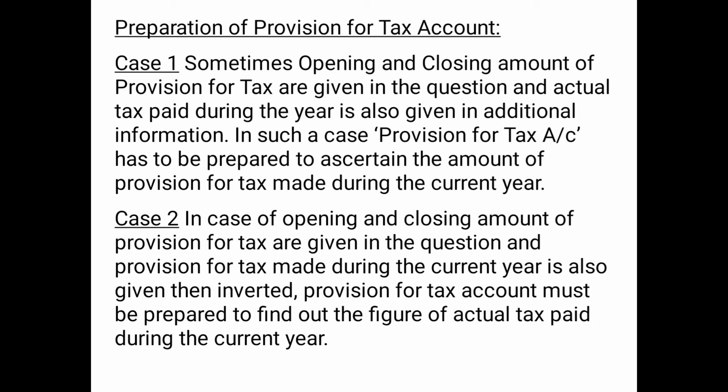So case number 1, sometimes the opening and closing amount of provision for tax are given in the question, that is the previous year balance and the current year balance, and actual tax paid during the year is also given. So how can we assume that the opening balance is also the tax paid and the tax paid given in the question is also the tax paid?